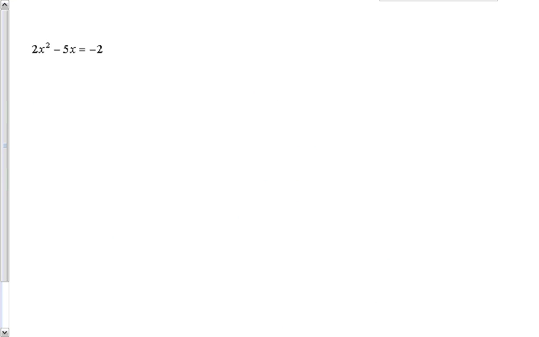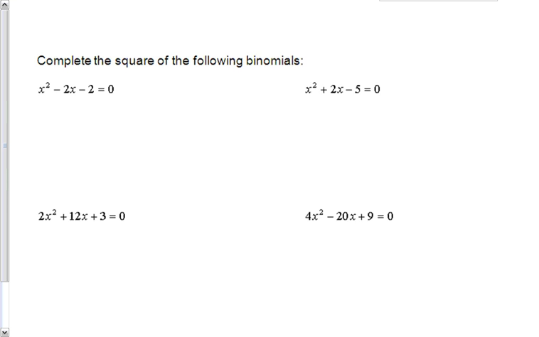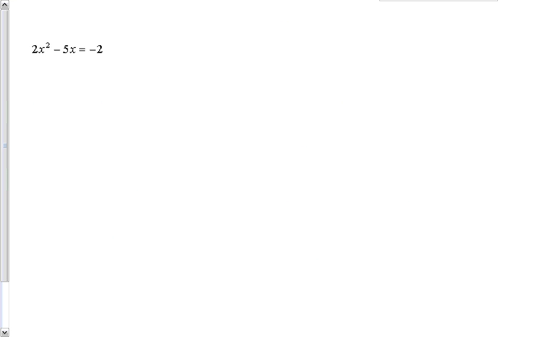Okay, for some reason I skipped one, but I guess not. Let's take a look at this one. 2x squared minus 5x. I have to add 2 to the other side to get it equal to 0. So I add 2. All right, a, b, c. Do not take the x's with it.